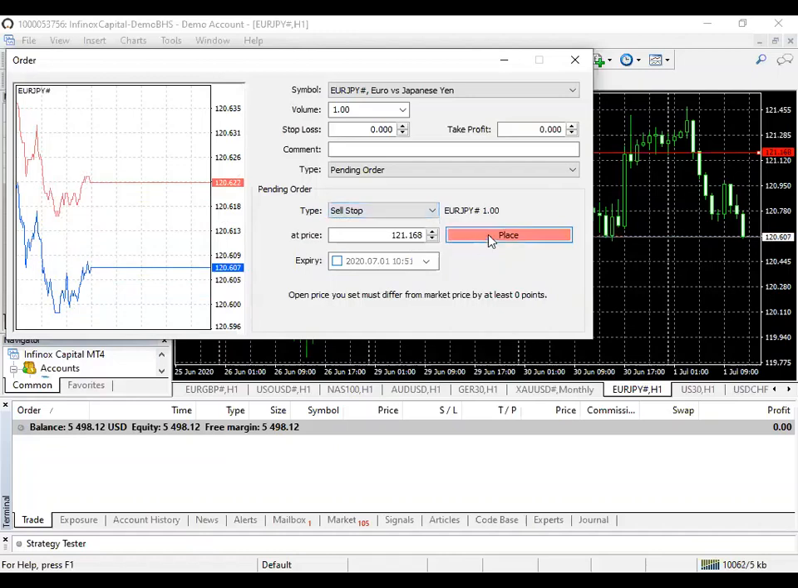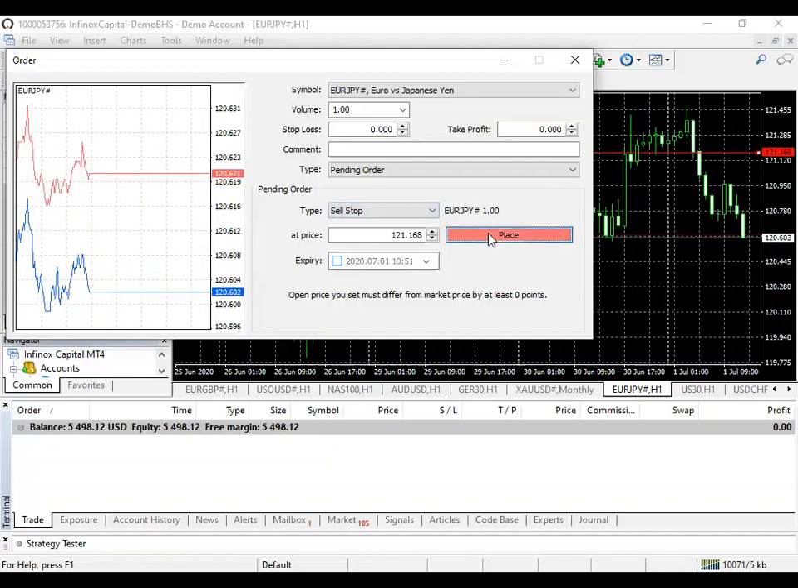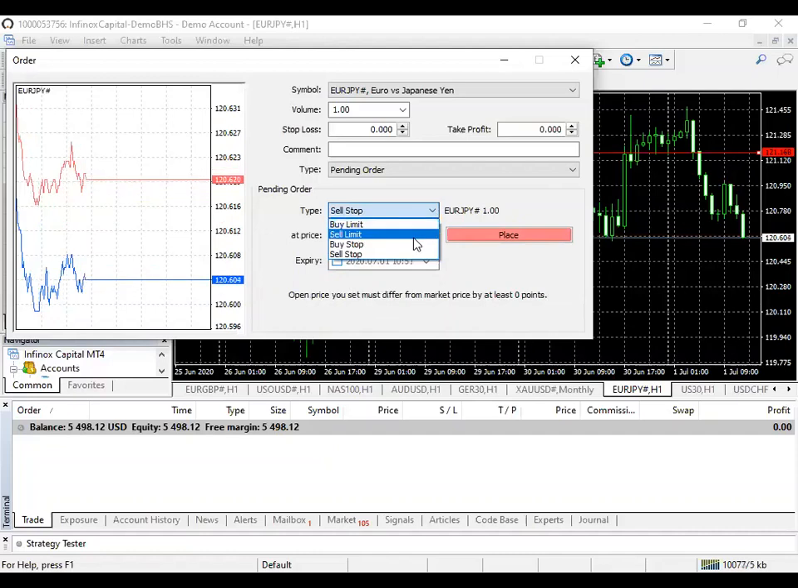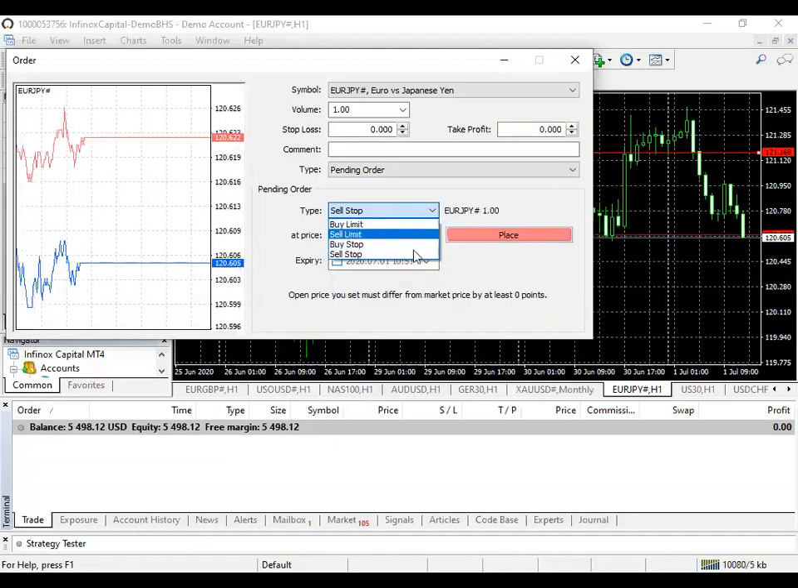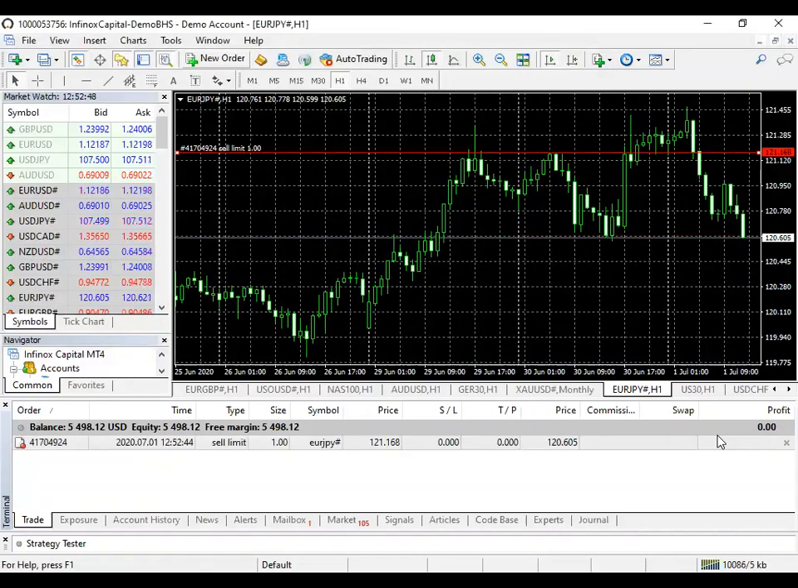Stop. Okay. So we are selling. We are not buying, but we want to sell when it gets to this point, if it gets there. So we use sell limit because we are anticipating it to get here and then reverse. So sell limit. Good. Okay, so we have that point there. So our trade is there. This is our sell limit.